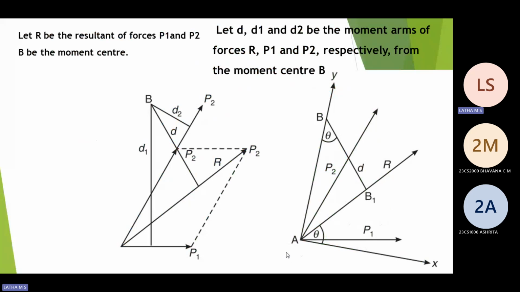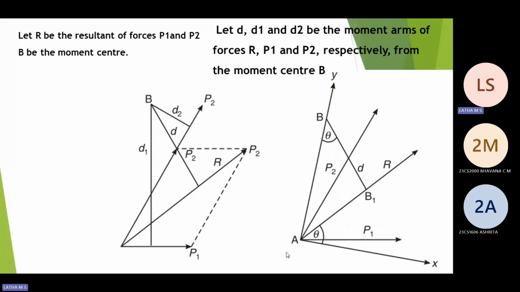Now, instead of drawing this, you have to draw this diagram. The same thing I'll put in an XY axis, in a plane. It is a coplanar system, right? So I've shown this as the X axis and this as the Y axis. Where is P1? P1 is here. Where is P2? P2 is here.